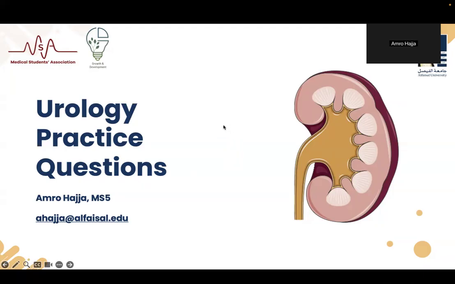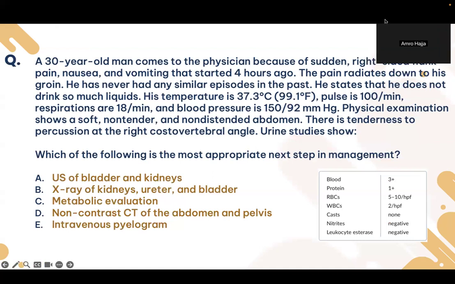So let's get started. The first question is, a 30-year-old man comes to the physician because of sudden right-sided flank pain, nausea, vomiting that started 4 hours ago. The pain radiates down to the groin. He has never had any similar episodes in the past. He states that he doesn't drink so much fluids or liquids.